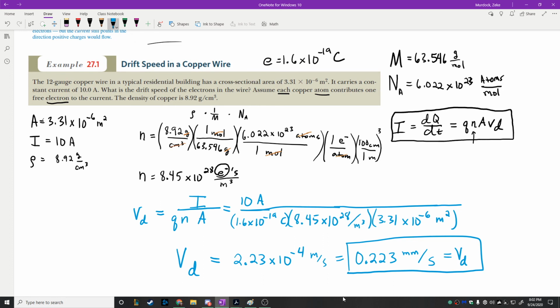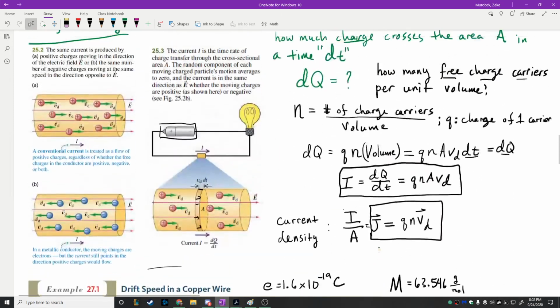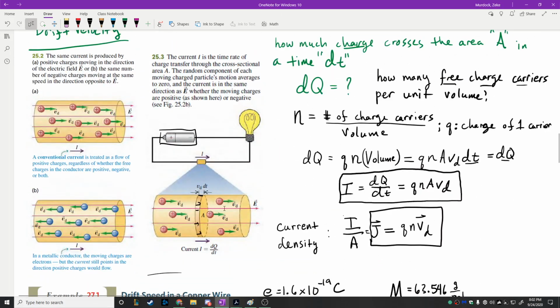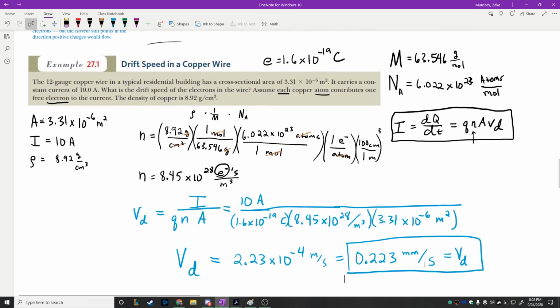Millimeters per second. Like, ants probably move faster than this, right? Certainly millipedes move faster than this. A fifth of a millimeter every second. If you think about it, it would take 5 seconds for this electron in a wire. So we're talking about little electrons traveling very slowly through these wires. It would take 5 seconds to move a millimeter.